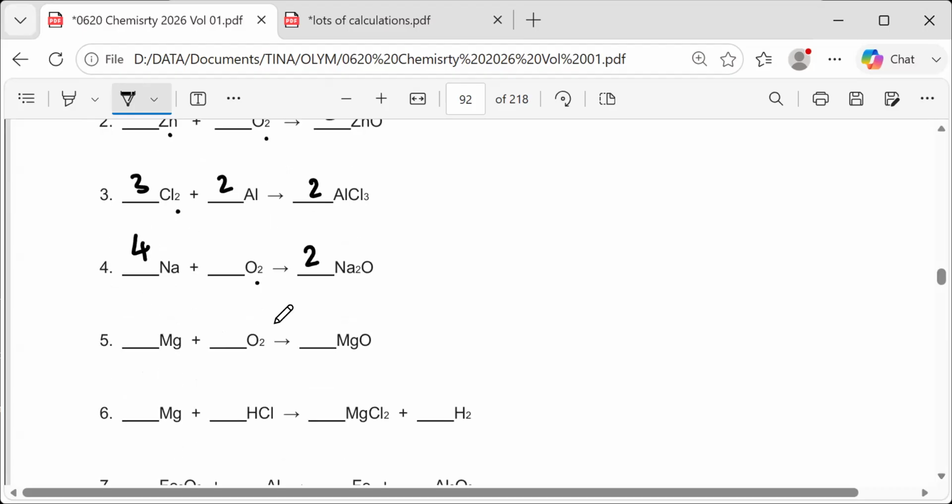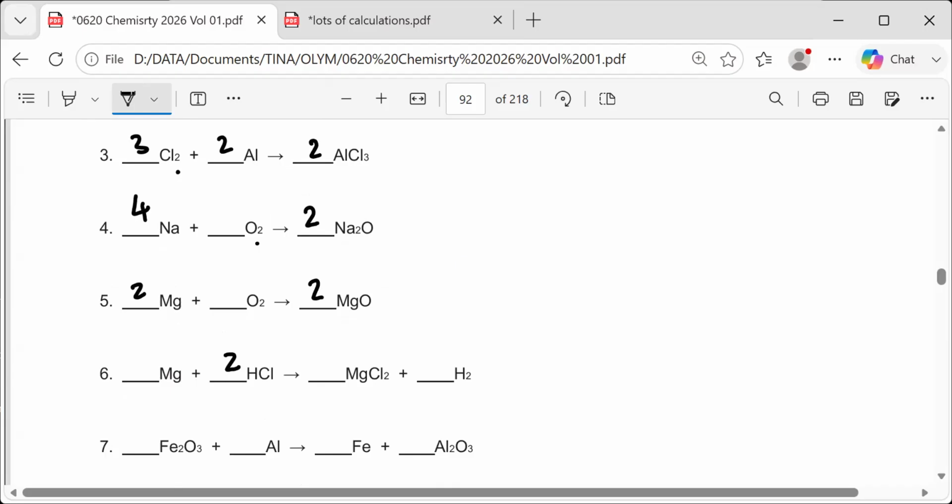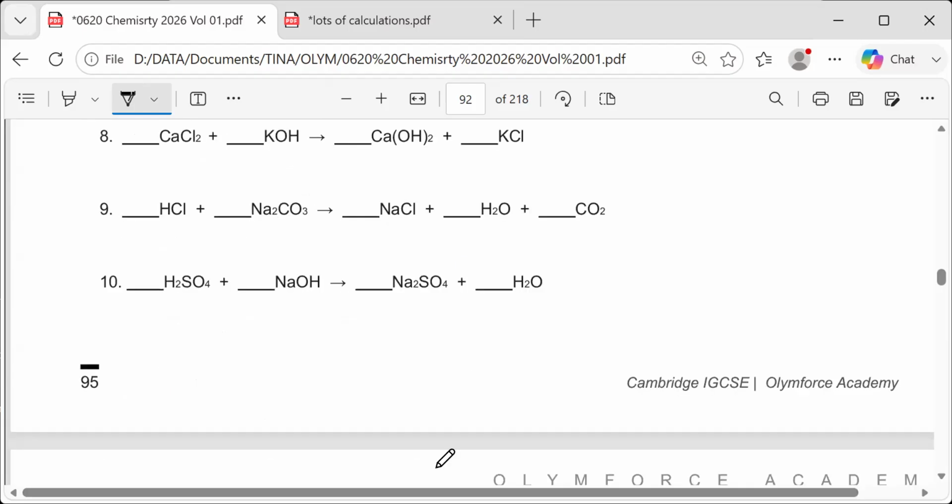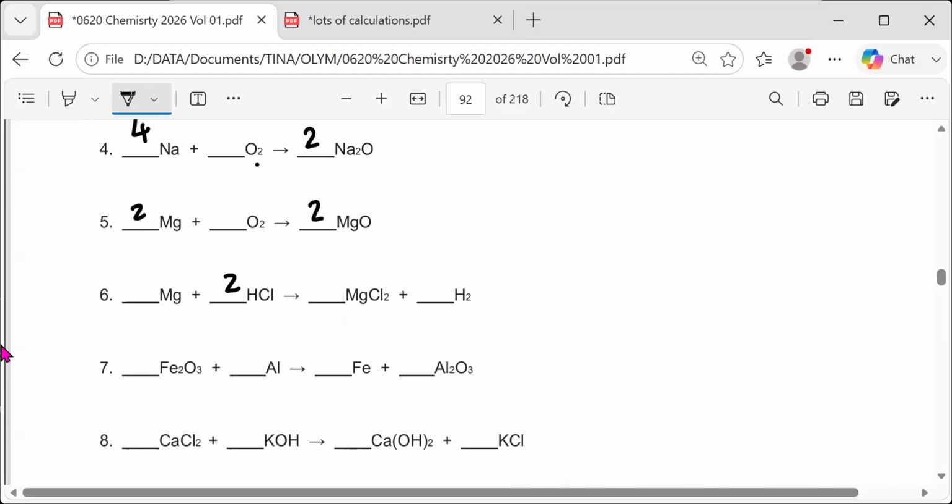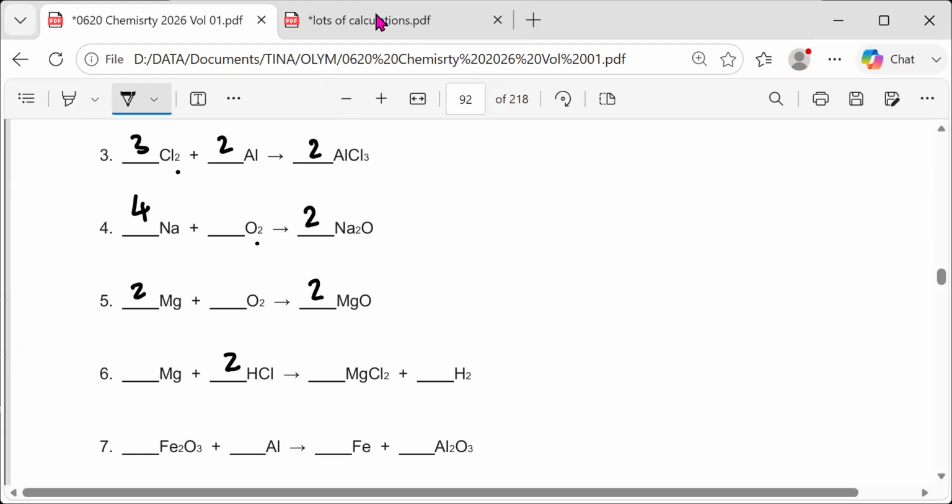Okay. So this one, 2 MgO, 2 Mg. This one is just 2 HCl. Is that all? Is that all I asked you to do? Okay, so later. Okay, you understand the concept? Get the concept? Okay. The paper I just gave you, can you look at the flip side of it?